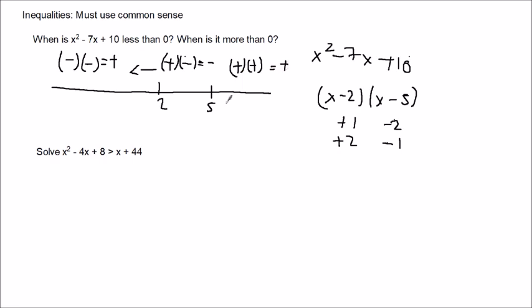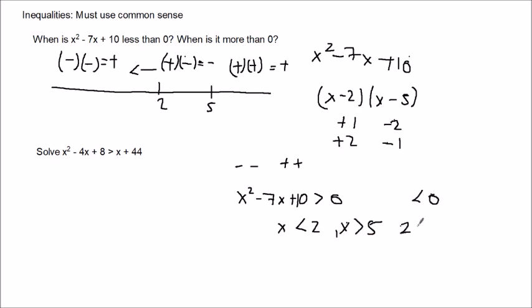So minus minus and plus plus are both positive, both more than 0. So x squared minus 7x plus 10 is higher than 0. We have to have x is smaller than 2 or x is bigger than 5. Or we could write it in interval notation, but I'm not going to. And if you want it less than 0, x is in between 2 and 5. And that's it. We're done.